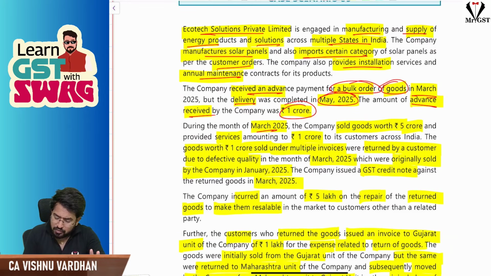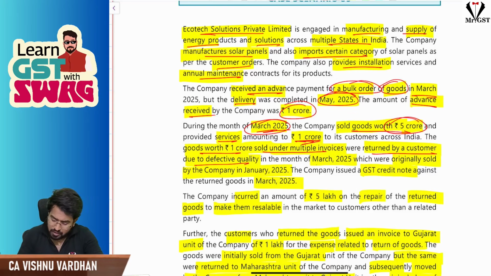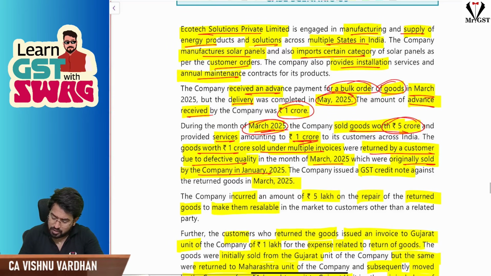Next, during the month of March, it sold goods worth 5 crores and services worth 1 crore. Goods worth 1 crore sold under multiple invoices were returned by the customer due to defective quality in the month of March, which were originally sold by the company in the month of January. So the company issued a GST credit note against that. As you know, for multiple supplies, you can issue a credit note.